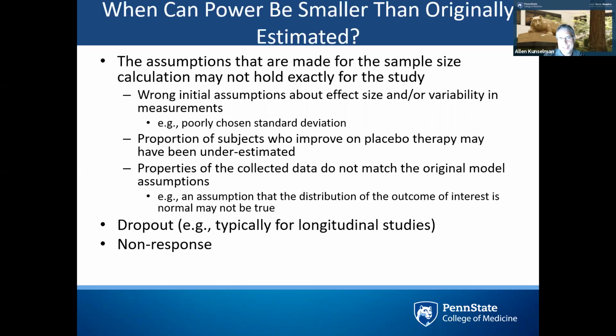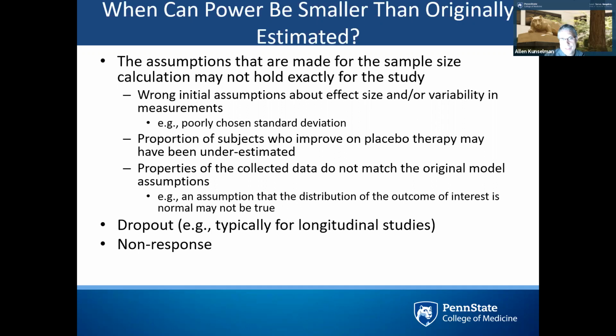So for example, if you assumed that your standard deviation for your primary outcome, back to systolic blood pressure, was 10 millimeters of mercury, and then when you actually did the study, it was 25 millimeters of mercury, much larger than you expected, then your study isn't going to find an effect probably because it's underpowered.